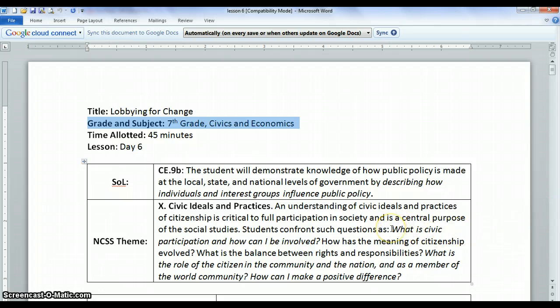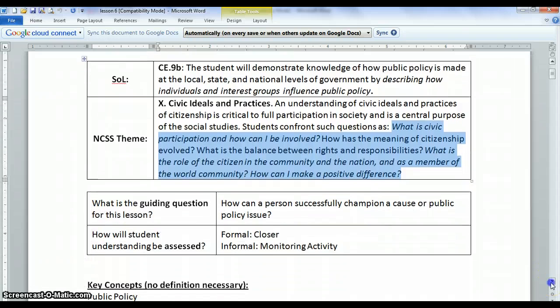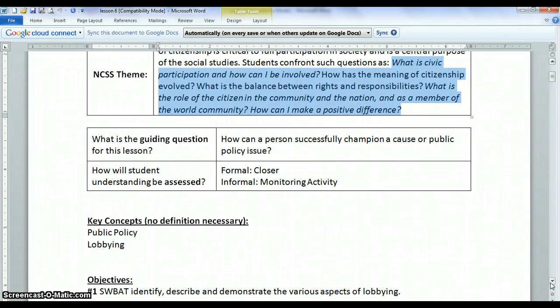What is civic participation and how can I be involved? And what is the role of citizen in the community and the nation? As a member of the world community, how can I make a positive difference? Those are some of the key questions that aligned very nicely with this unit. My guiding question was, how can a person successfully champion a cause or public policy issue? Not exactly a great question, but it does manage to do what I wanted it to.